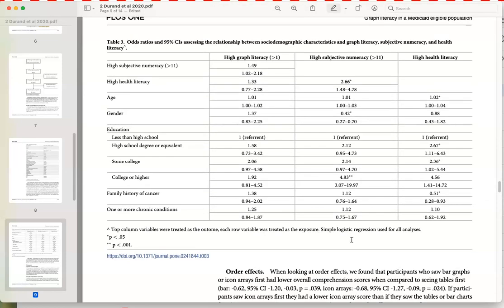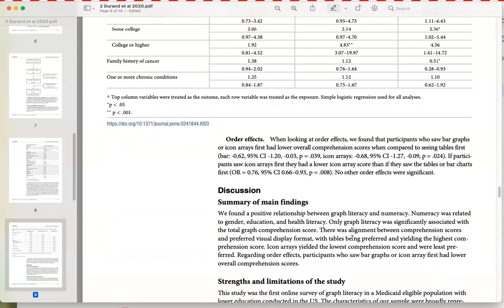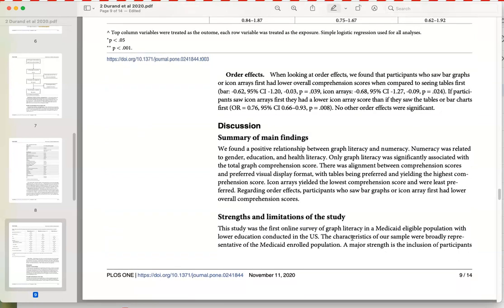But going down here, I love odds ratios. They're so cool. That's beside the point. The discussion. Okay. The study found a positive relationship between graphic literacy and numeracy. Okay. They found a positive relationship. That's a good thing. Okay. Only graphic literacy was significantly associated with the total graph comprehension score. Okay. I want you to think about that as you think about how you represent information out into the field.